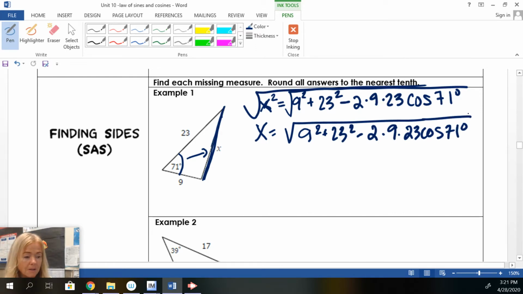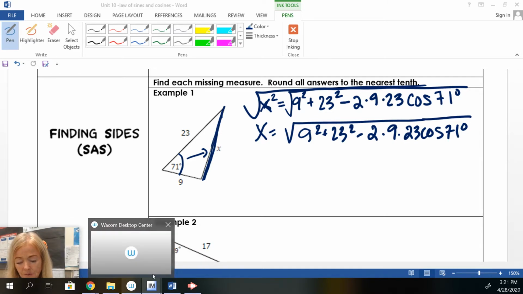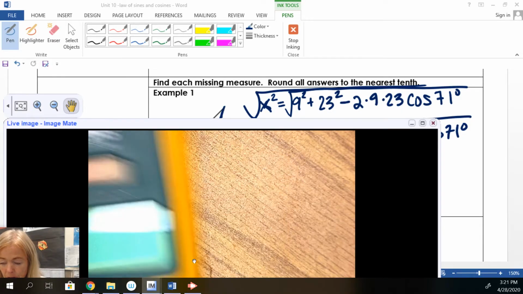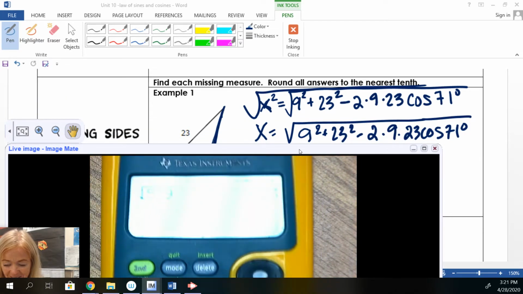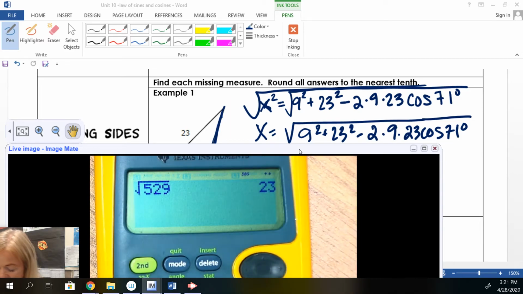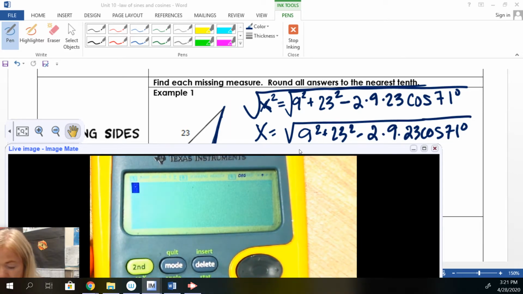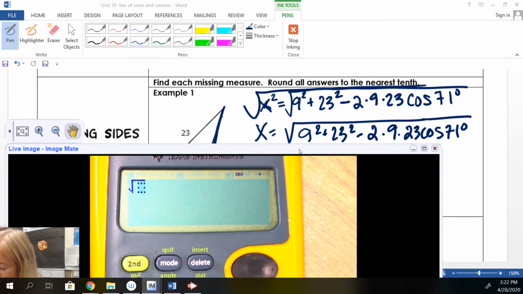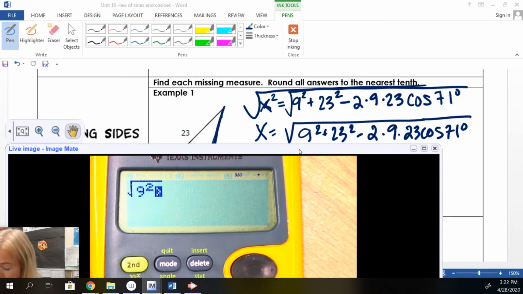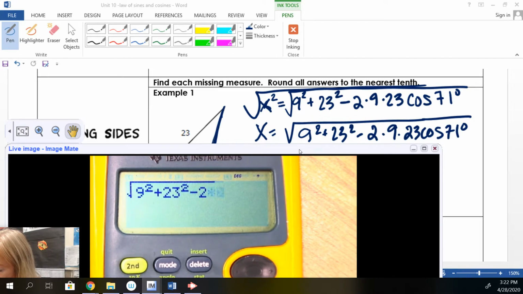So I went to put that in the calculator and remembered, oh yeah, you can't just place that in the calculator because you don't have x equals. You need x equals to be able to do that. So, which makes me even have to put this down lower. Hopefully we can see this if I put up one side so the glare's gone. All right, so you're going to do square root, and you're going to just plug this all in the calculator just like you see it. 9 squared plus 23 squared minus 2 times 9 times 23 times the cosine of 71.